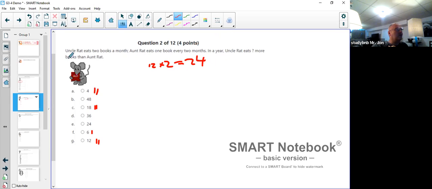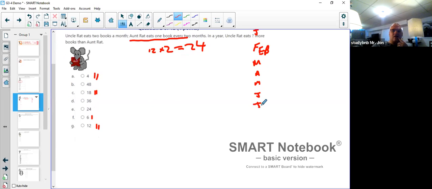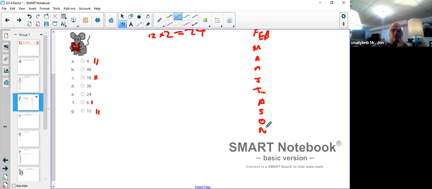Now, what about another one? I'm going to turn off everybody's mic. All right, you have to read the question, right? Aunt Rat eats 1 book every 2 months. If there's 12 months, they're going to eat books in February. This is for the Aunt Rat, right? Because January is first, right? January, February, March, April, May, June, July, August, September, October, November, and December.